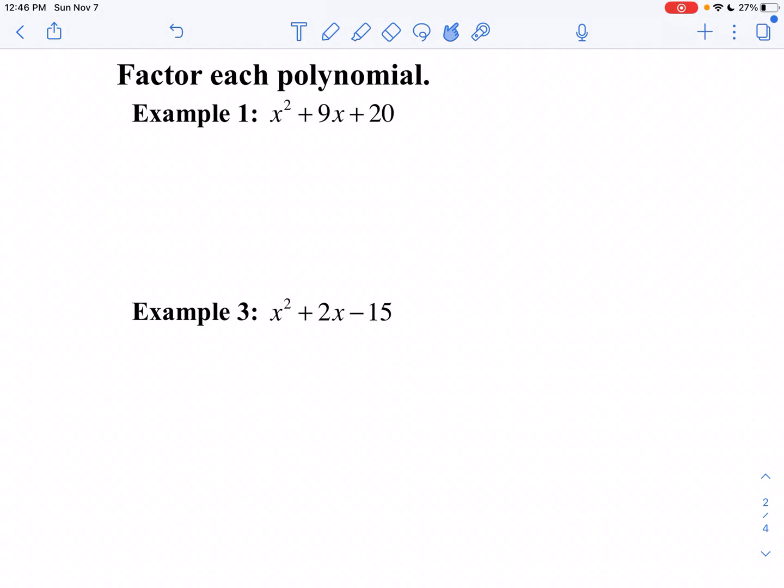Now, these diamond problems are a strategy to help us factor trinomials. So what happens if I've got x squared plus 9x plus 20? First of all, nothing goes in all three of them, does it? So here's what's going to happen. I'm going to make two binomials.